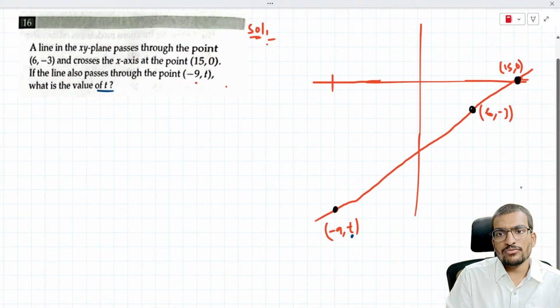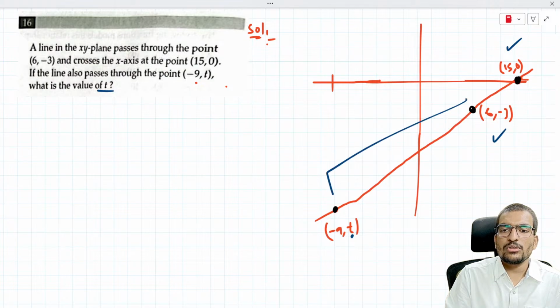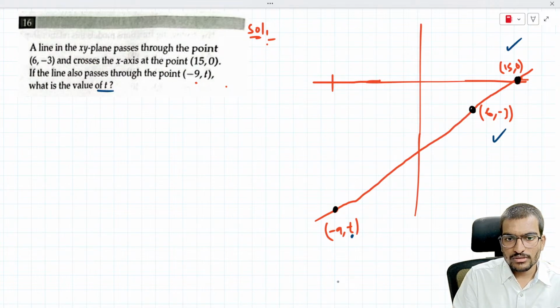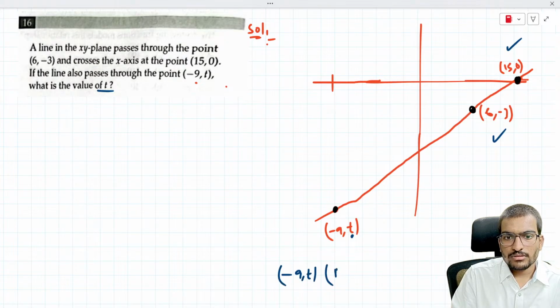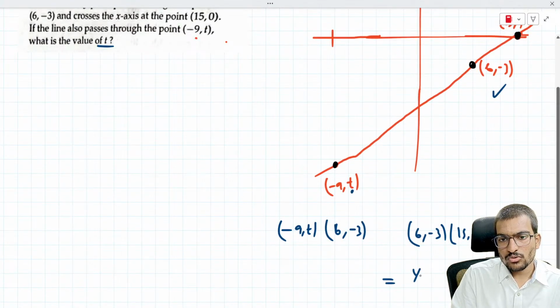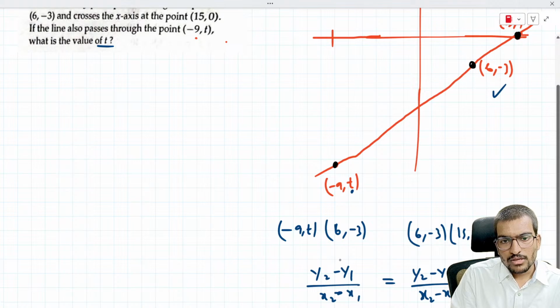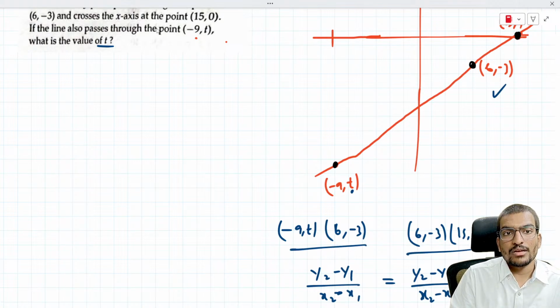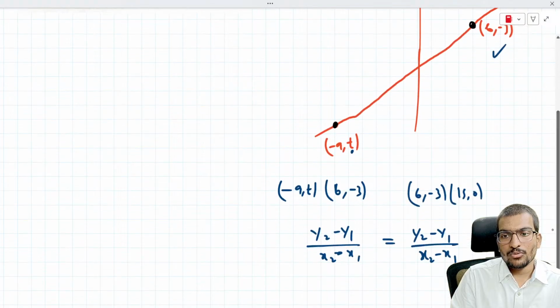So how can we get the value of t? With these points, we can get the slope, and we equate the slopes. I take negative 9 comma t and 6 comma negative 3, and then 6 comma negative 3 and 15 comma 0. With the help of these, I write the slope. What is slope? y2 minus y1 by x2 minus x1, change in y by change in x. The slope of this and the slope of this must be the same because they are on the same line. Hope you're getting it.